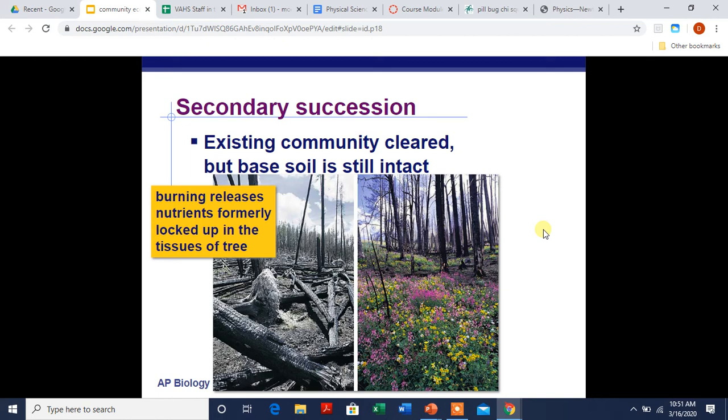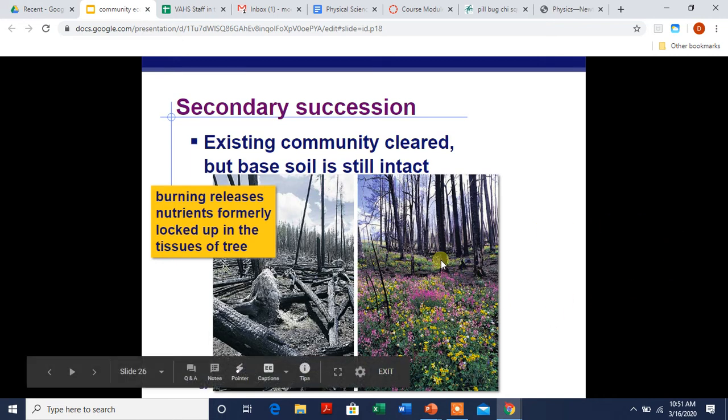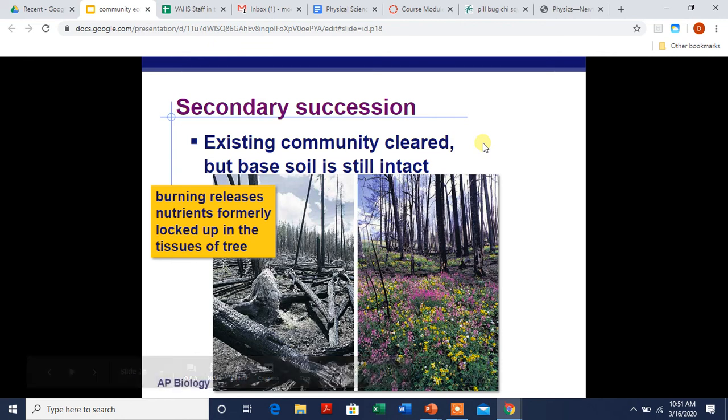Example on the left, burning releases nutrients formerly locked up in the tissues of trees, which return to the soil, which allow new plants and communities to begin. That's why in the Verona School Forest every year they burn the prairie. One reason, of course, is to keep that as a prairie so it doesn't continue through a succession. Otherwise, it just looks like the school forest after a while.